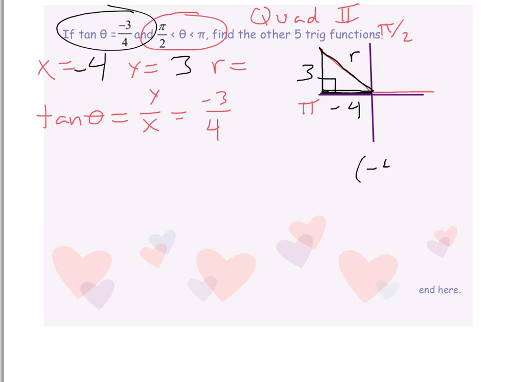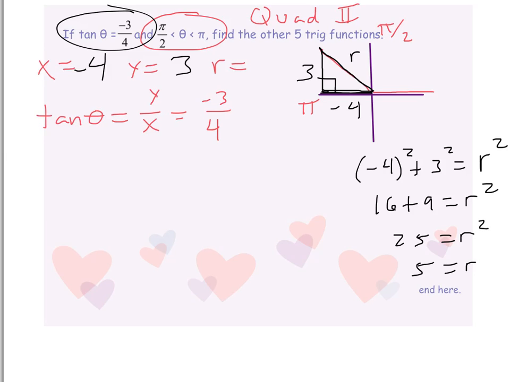A little application of the Pythagorean Theorem will help me get r. You're going to see here that the numbers are going to come out very nice. This is a 3, 4, 5 triangle. 16 plus 9, r squared is 25, taking the square root, r is 5. And I'm only interested in the positive answer because r always has to be positive.